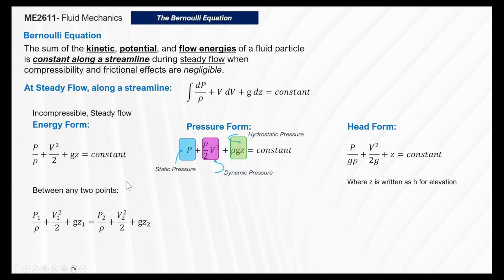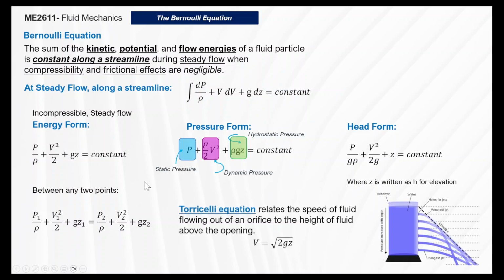Another equation which you can derive from the Bernoulli equation is Torricelli's equation, which relates the speed of fluid flowing out of an orifice to the height of a fluid above the opening, which is simply the velocity equals the square root of the product of 2, acceleration due to gravity, and elevation. This one you don't have to memorize because you can actually derive it from here. And we will have another sample problem for this so that you know the breakdown for this. Okay.